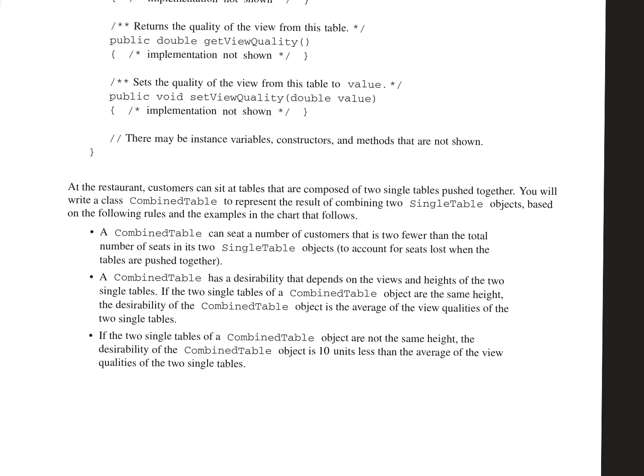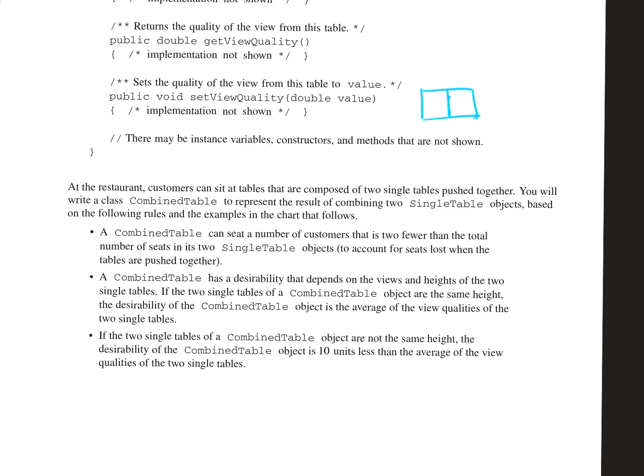When you combine two single tables, they are going to have two fewer seats than both SingleTable objects combined, because if you're putting two of them together, whoever was sitting here and here can no longer sit there, so it's always minus 2. So you take the total seats in SingleTable 1 and the total seats in SingleTable 2, add them together and subtract 2, and that'll be the number of seats in the combined table.